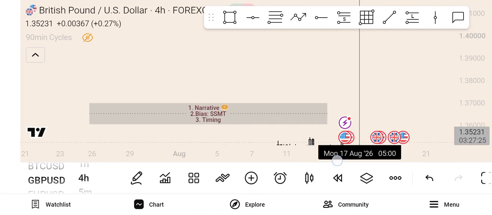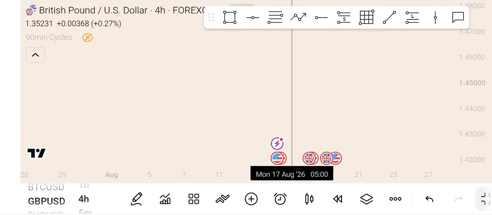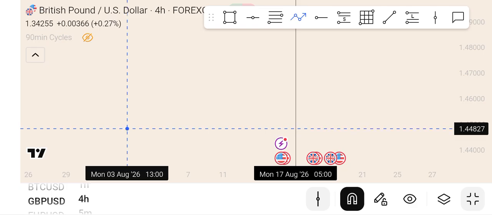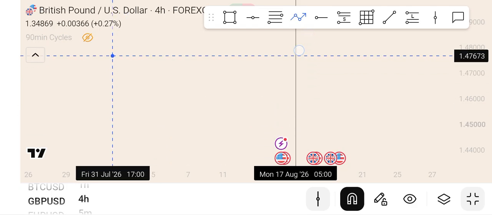So now, what's an SMT? SMT occurs between two correlated assets. Normally, this is an advanced class. You're supposed to know market structure normally. Let's say on GBP USD, take this place as GBP USD.